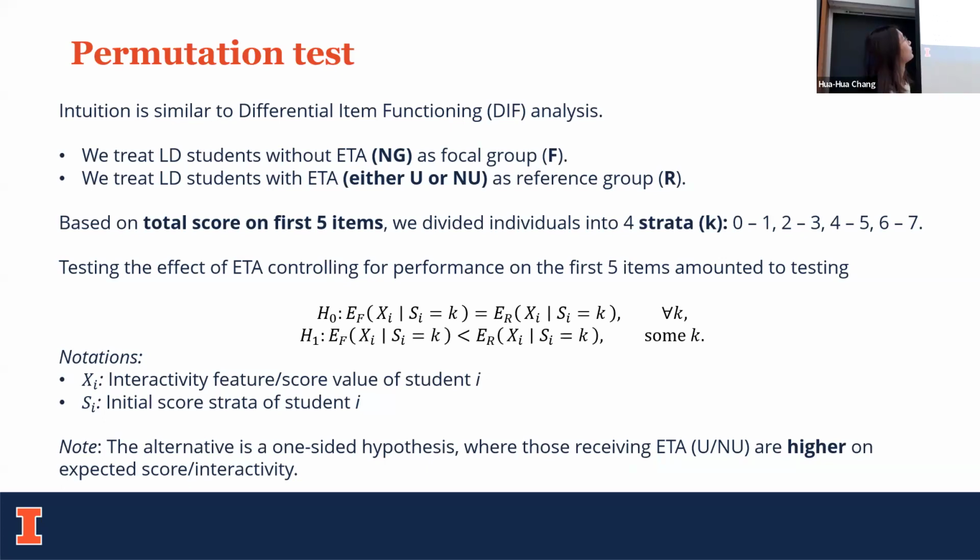Testing the effect of ETA controlling for performance on the initial items amounted to testing the following null and alternative hypotheses. The null hypothesis H0 is that, conditioning on the initial performance on the first few questions, no matter what your group assignment is, whether you get ETA or not, the expected score on further questions is the same. The alternative hypothesis is, of course, the opposite, a one-sided alternative indicating that those students who receive ETA, either those who used it or did not use it, are higher in their expected score for interactivity on the later questions.